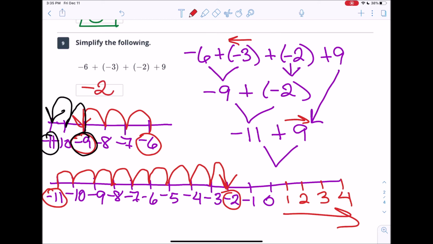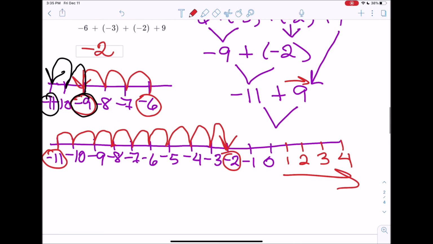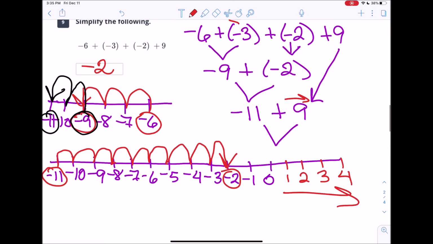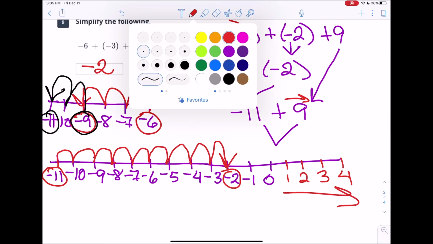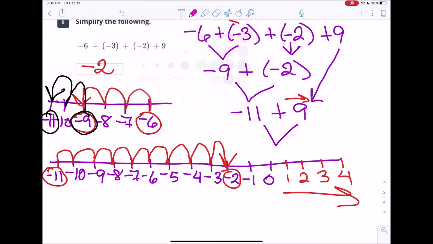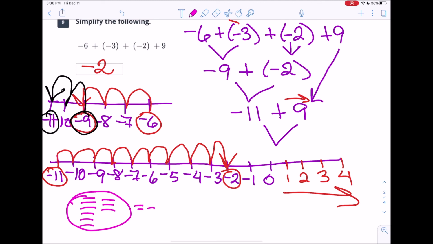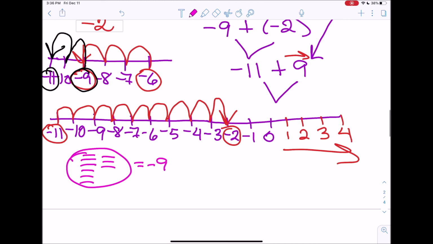Now for this one, remember there's always more than one way to do everything, so you could have done the integer tiles too. I'll show you for the first one, the -6 and the -3. For the -6 and the -3, you could have done 1, 2, 3, 4, 5, 6 negatives. We're adding 1, 2, 3 to them. How many total negatives do we have? -9, right? Now we're adding 2 more.